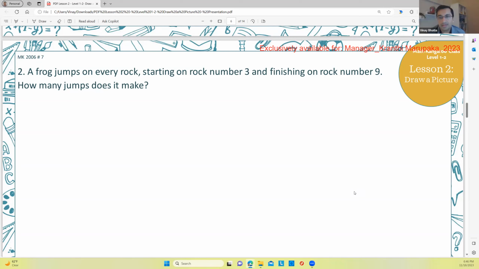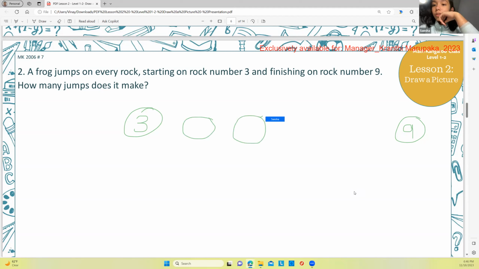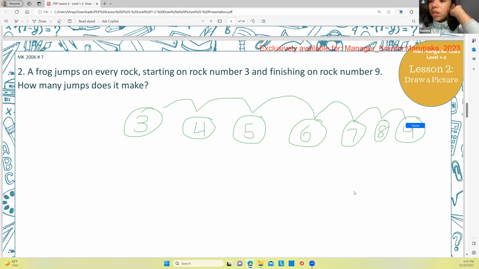So he starts on rock number 3 and he ends on rock number 9. So that would mean that he jumps on how many other rocks there is. So number 4, number 5, number 6, number 7, and number 8. So when you count them, there are 7 rocks he jumps on, and he makes 1, 2, 3, 4, 5, and 6 jumps.